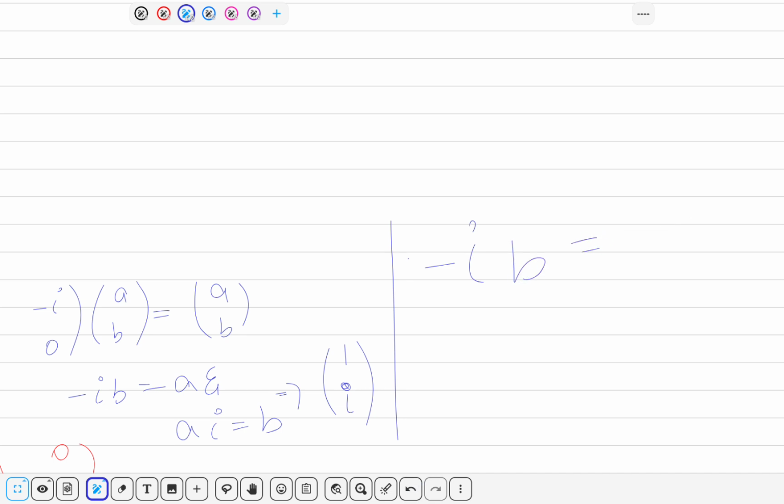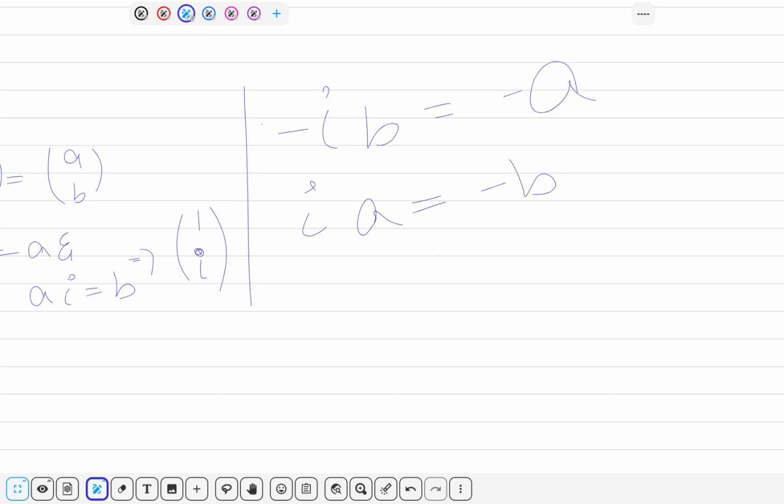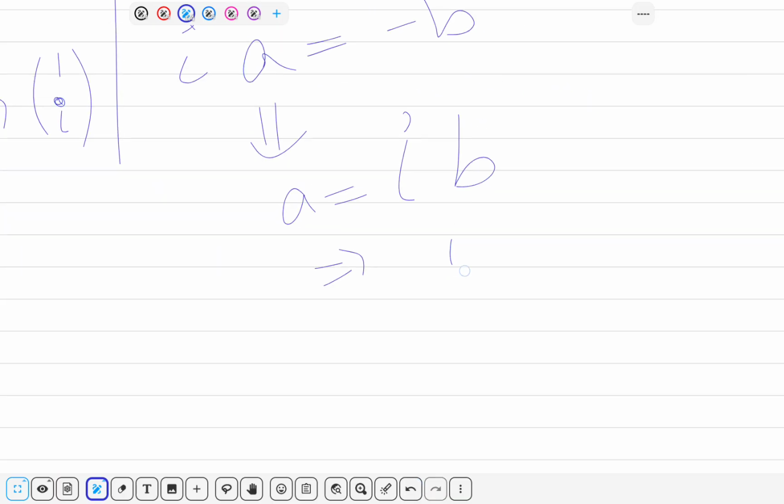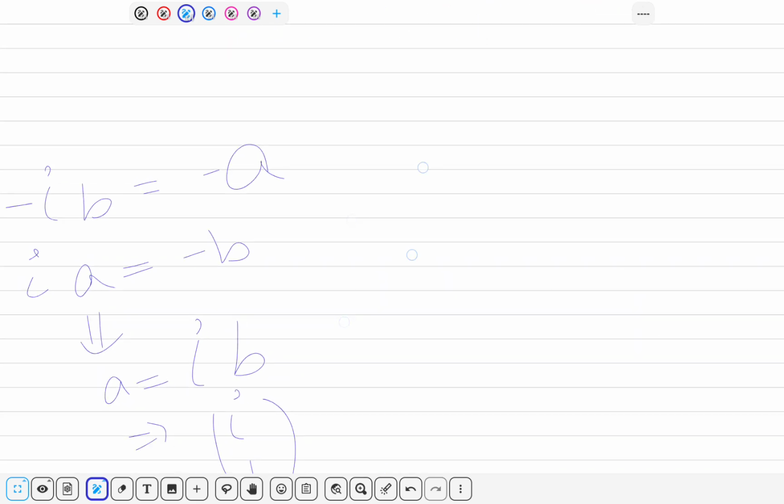Minus i times b is a minus a, and i times a is minus b. So I can just conclude that a is i times b. So my eigenvector will be i and 1. So I got my eigenvectors.